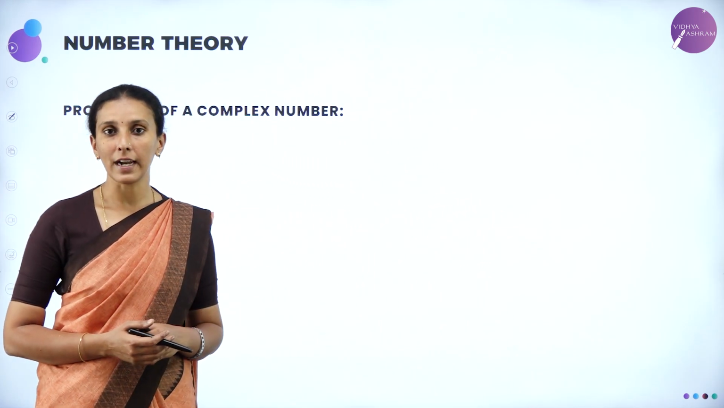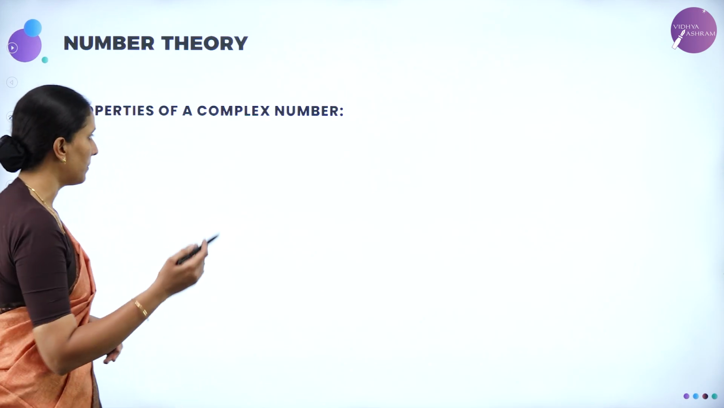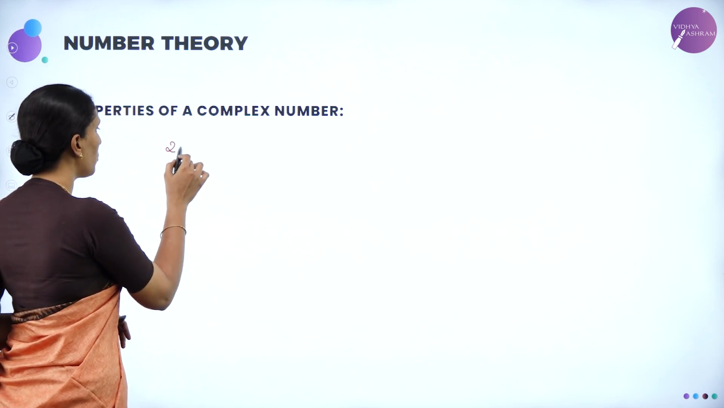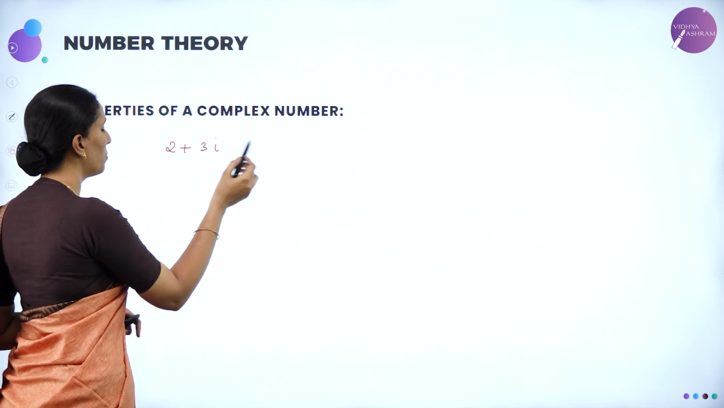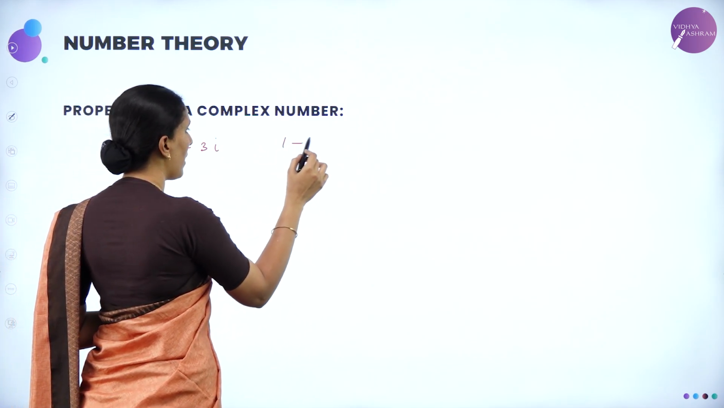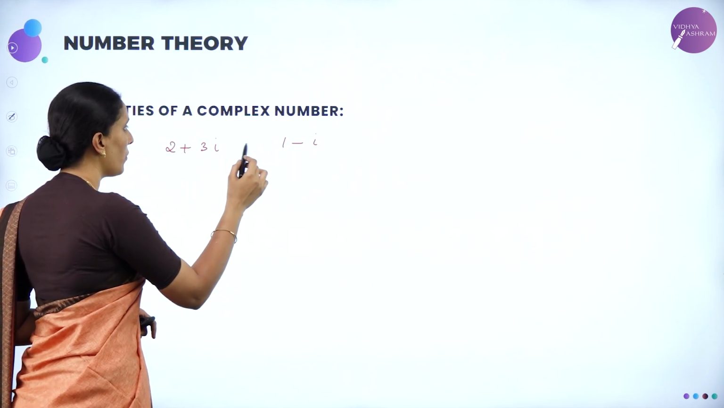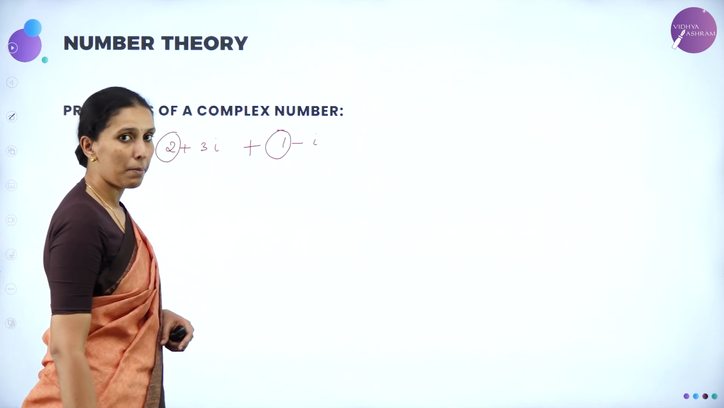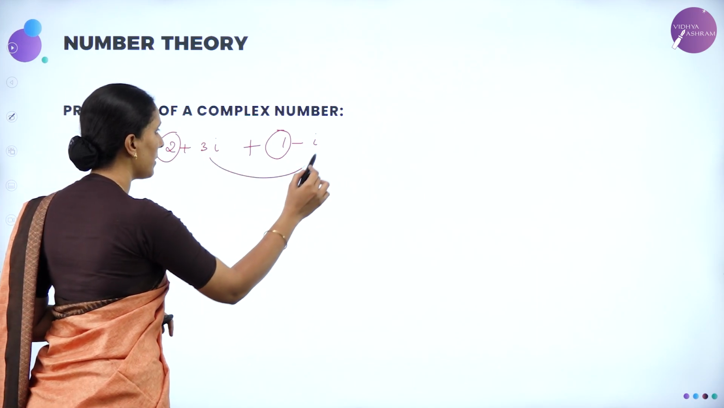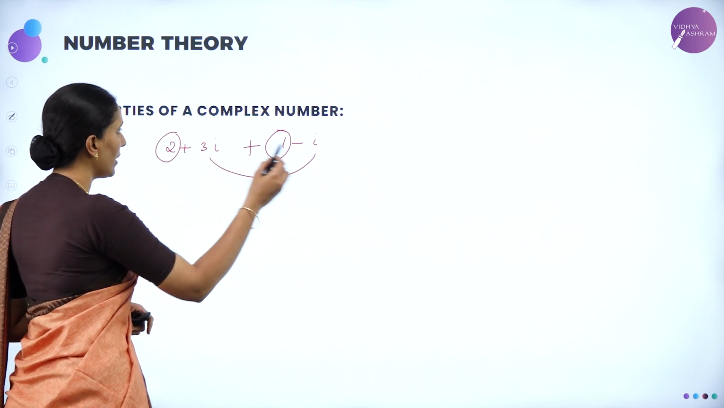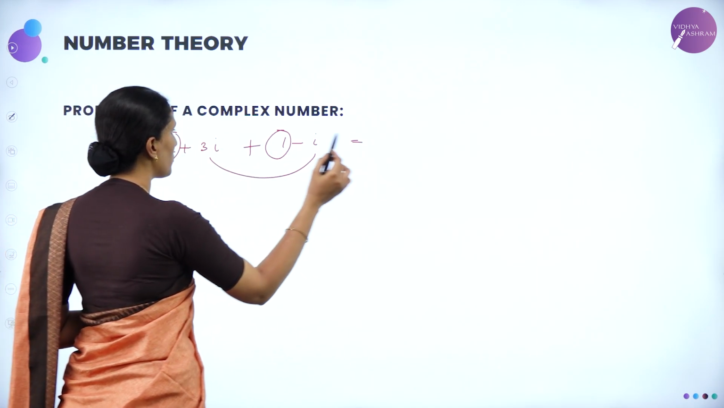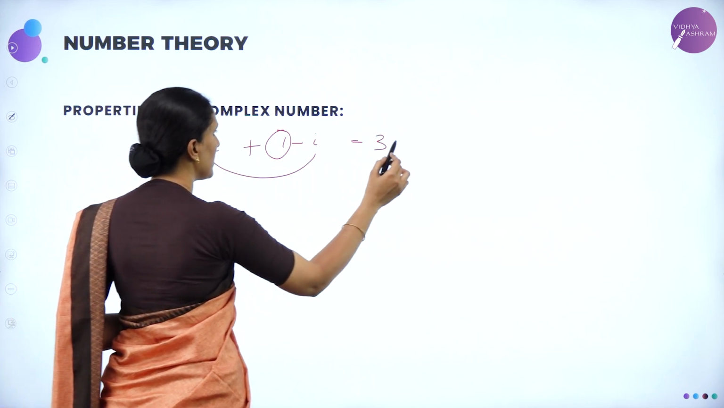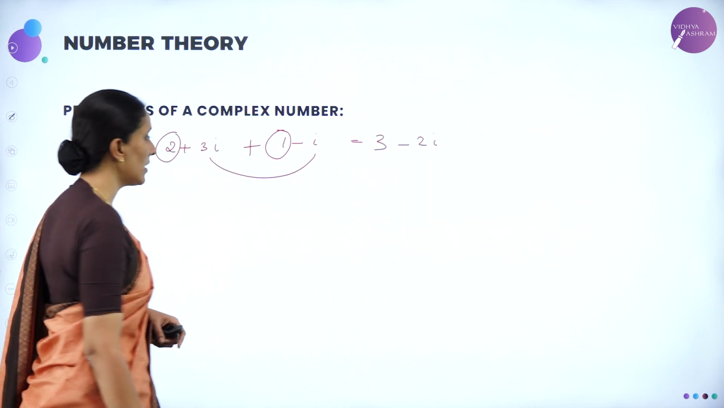So we can also study the algebra of complex numbers. That means we can add two complex numbers. For example, 2 plus 3i and 1 minus i. If we want to add these, we always add real parts to real parts and imaginary parts to imaginary parts. So clearly you can see here, 2 plus 1 is 3, 3i minus i is 2i. So this is the sum.